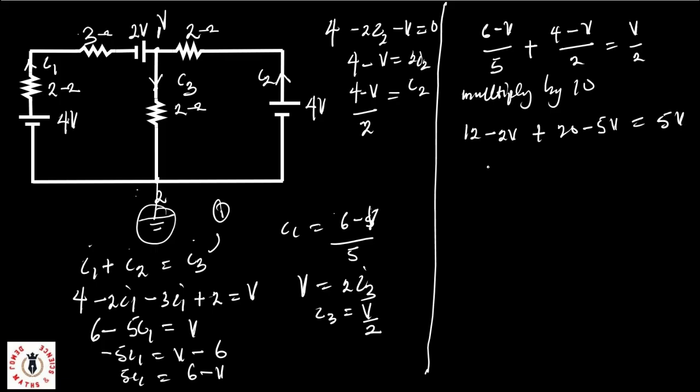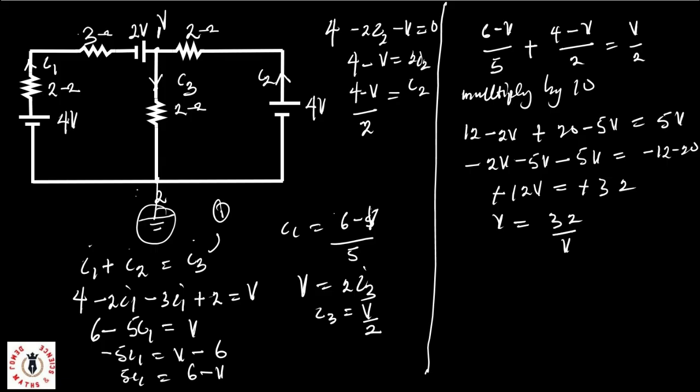Now let's collect like terms so that minus 2V minus 5V minus 5V is equal to minus 12 minus 20. Minus 2V minus 5V minus 5V amounts to minus 12V. Minus 12V is equal to minus 32. So the minus cancels the minus, so that V will be equal to 32 over 12. 4 in 12 is 3, 4 in 32 is 8. So this is equal to 8 over 3 volts.